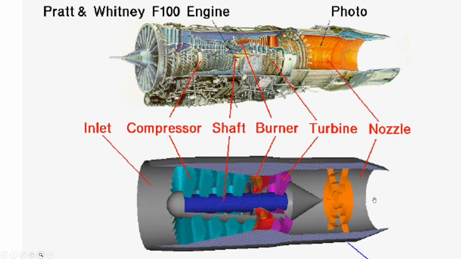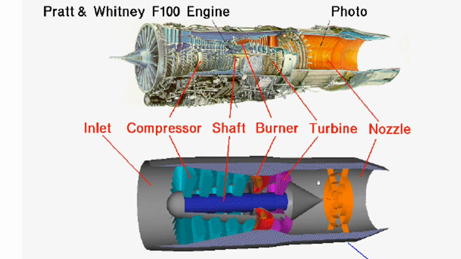The nozzle performs two essential functions. First, it accelerates the hot exhaust gases to produce thrust. Second, it helps control the mass flow rate through the engine. According to the thrust equation, the thrust produced by a jet engine depends on both the change in velocity of the exhaust gases and the mass flow rate passing through the engine.